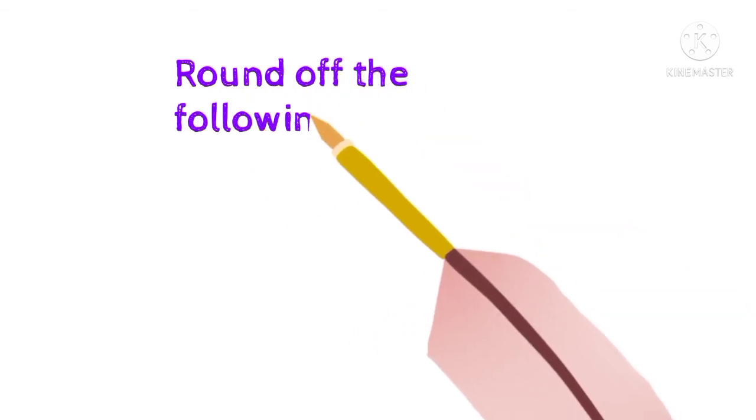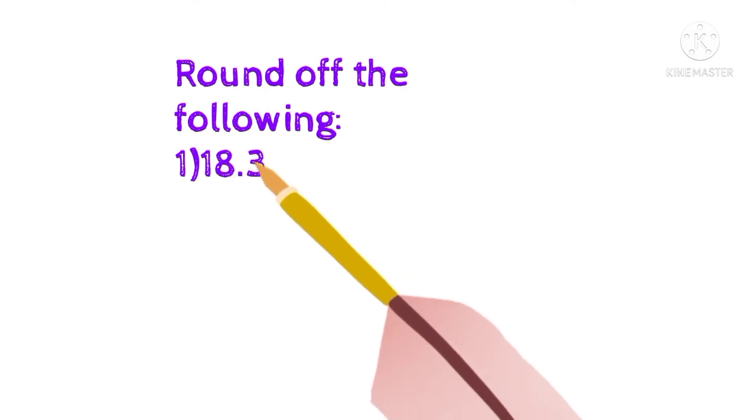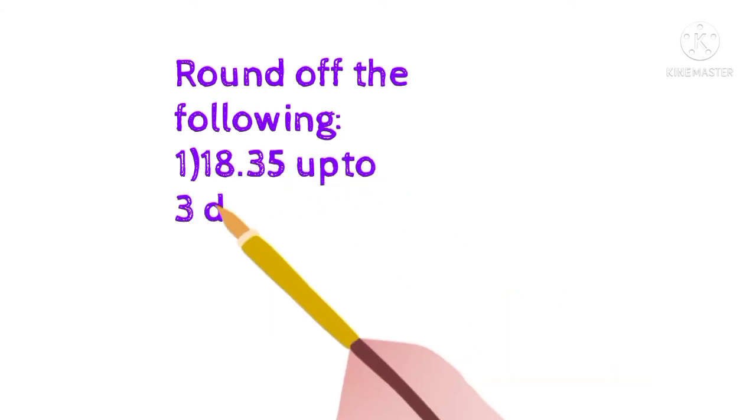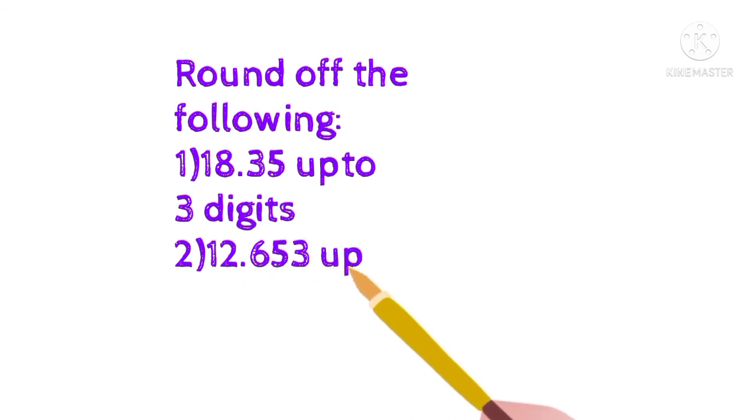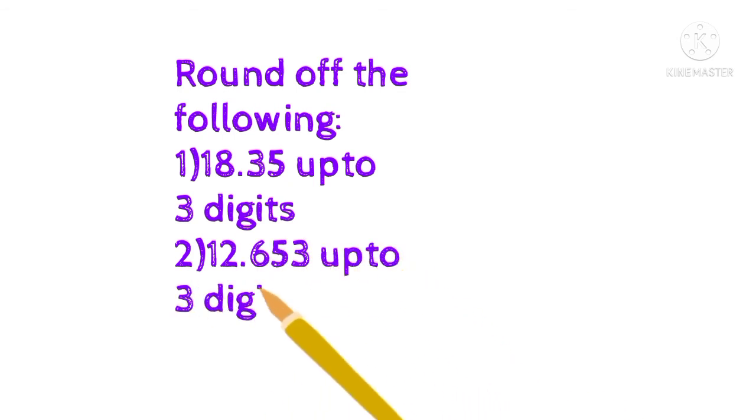Now, look at these examples. Round off the following numbers. 18.35 up to 3 digits. What will be the answer? The answer is 18.4. Next, 12.653 up to 3 digits. What will be the answer?